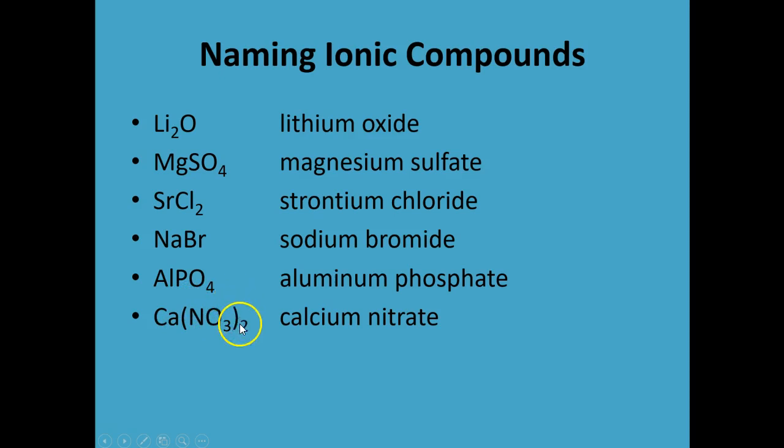When do we use parentheses within a formula? We use parentheses when we have to give a subscript to a polyatomic ion. And so calcium has a charge of +2, nitrate has a charge of -1. When we use the crisscross method that we discussed earlier, calcium is going to have a subscript of 1 or no subscript. Nitrate is going to have a subscript of 2. So in order to make it clear that that 2 distributes across the whole thing, we put parentheses around the NO3.